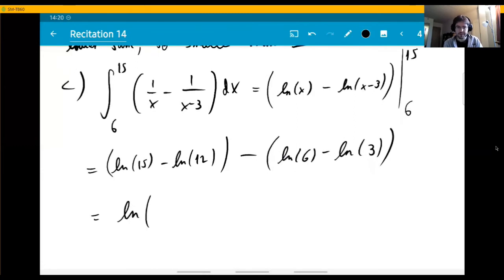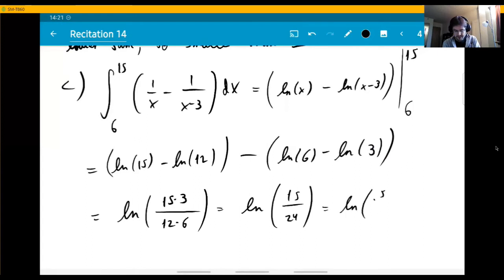This is going to be a bunch of sums and differences of logs, so you can put the factors with a plus inside of the log in the numerator. The 15 and the 3 have a plus accompanying them. So that would be 15 times 3. The others, the 12 and the 6, have a minus. You can put them in the denominator, and this simplifies as, let's see, 15 over 24, or also 5 over 8. This should be the value of the integral.